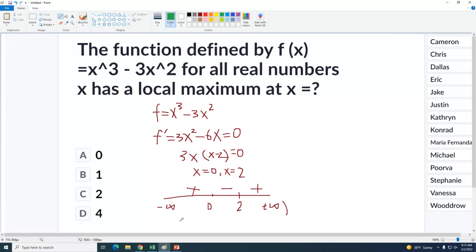So the whole function goes increasing, then decreasing, then increasing. So the location where you have a local maximum is here at 0. So the answer should be 0. Thank you.